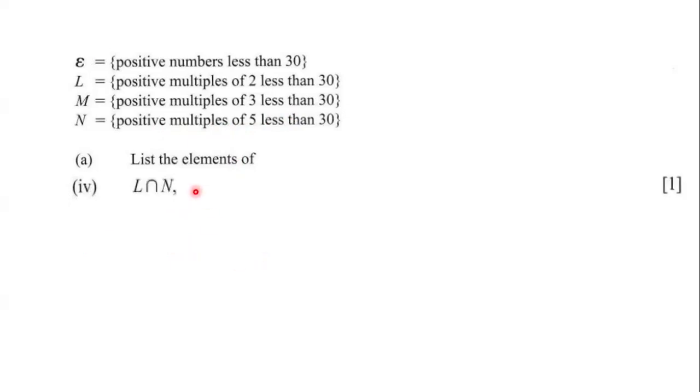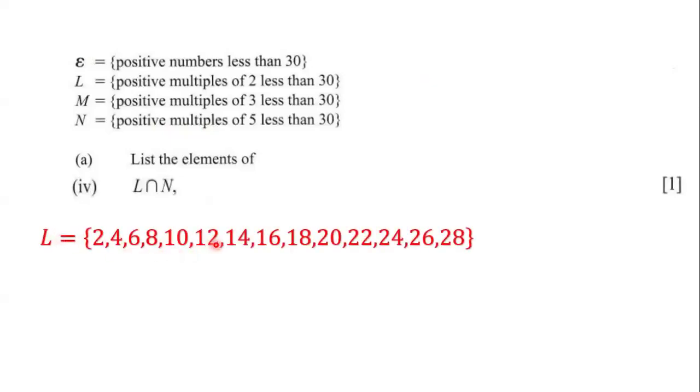Next, we have to list the elements of L intersect N. So the set L intersect N would contain the elements that both L and N have, right? The elements that are in common in both sets. So we list the elements of L and we list the elements of N. Now, which elements are in common in both L and N?